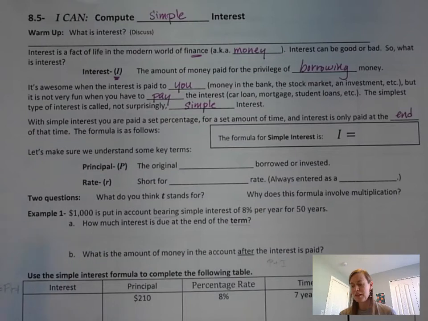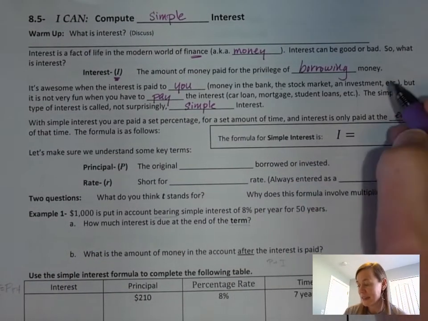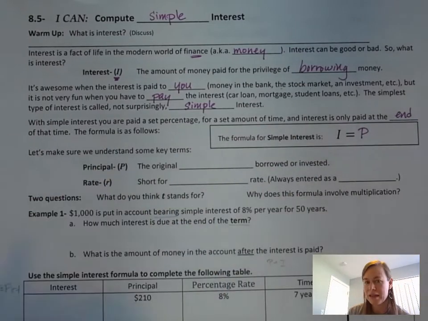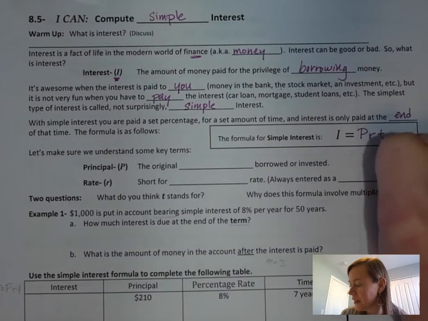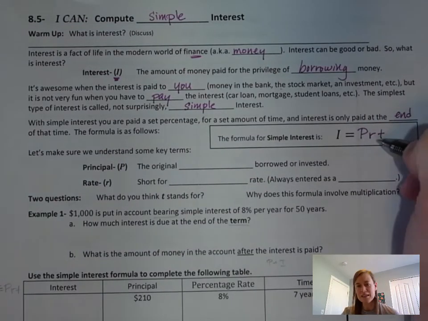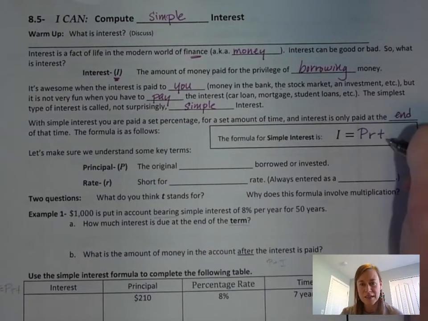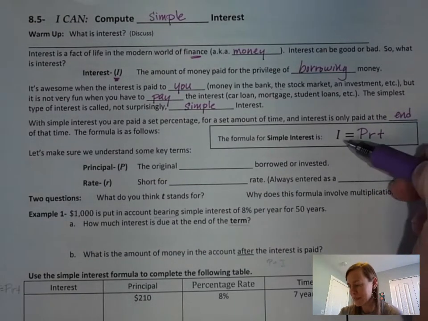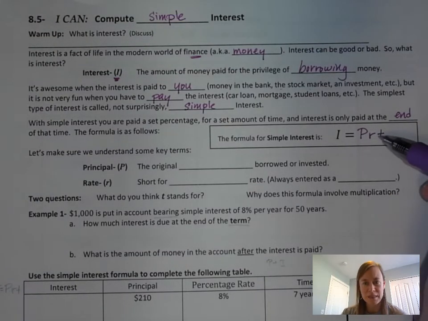Okay, so the formula is as follows. The formula for simple interest is this. I equals P, and I'm going to use a capital P, I'll talk about that in a second, times R times T. Now, I didn't put any dots or parentheses, I just put the letters next to each other because when we have those variables right next to each other, that means multiplication. So basically what this means is interest equals P times R times T.